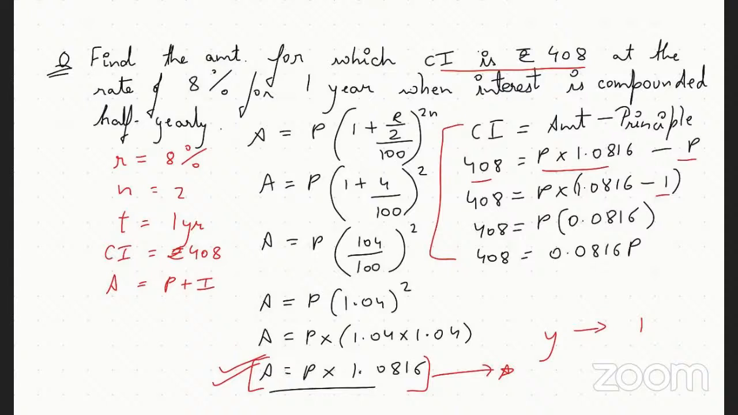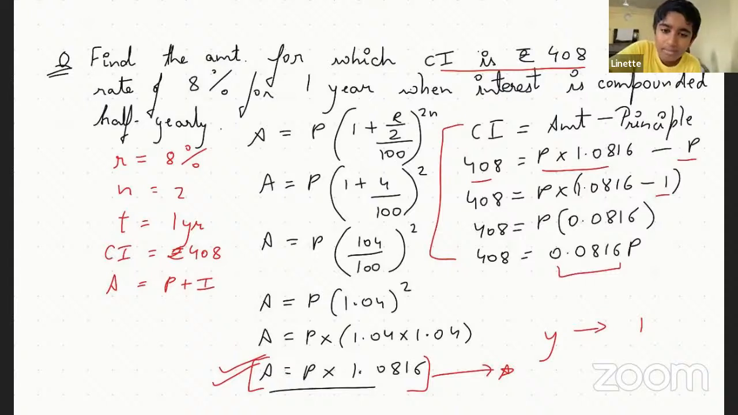Okay, same thing. So from 1.0816, I subtracted 1. So I got 408 equals P multiplied by 0.0816. Okay. Then when you multiply a variable and a number, you just write them together. So P into 0.0816, I wrote 0.0816P. Now, ma'am, we will solve.